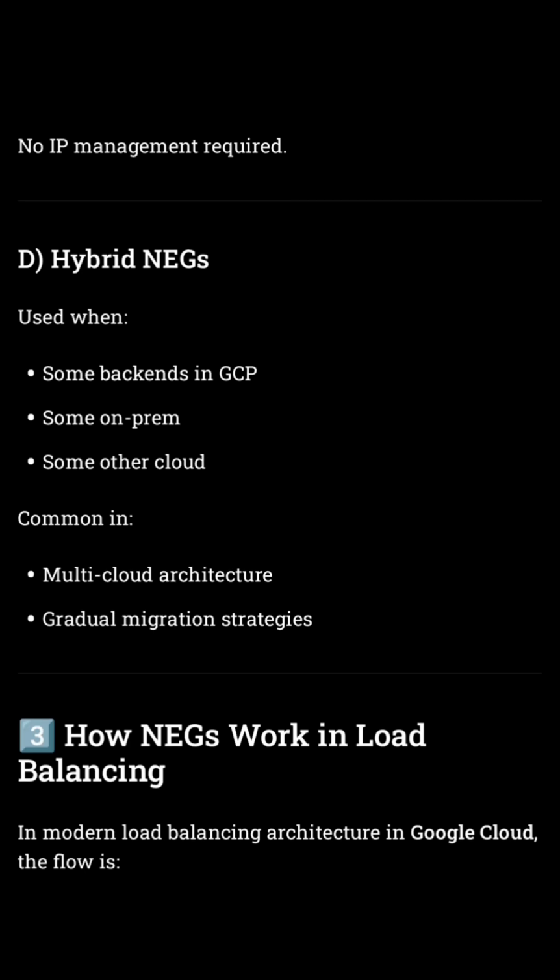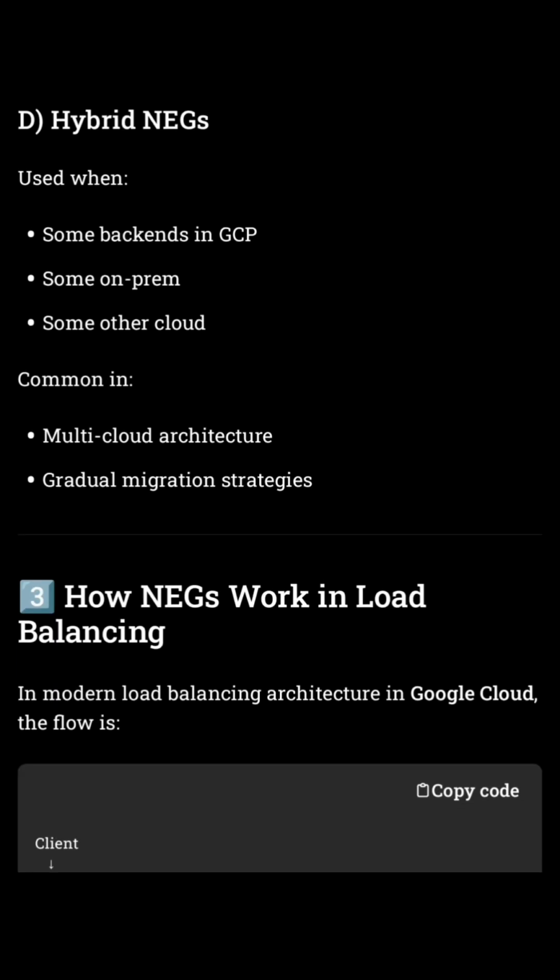Then there is the hybrid NEG, used when some backend is in GCP and some is on-premise or on some other cloud network. It is used for multi-cloud architectures or gradual migration strategies.